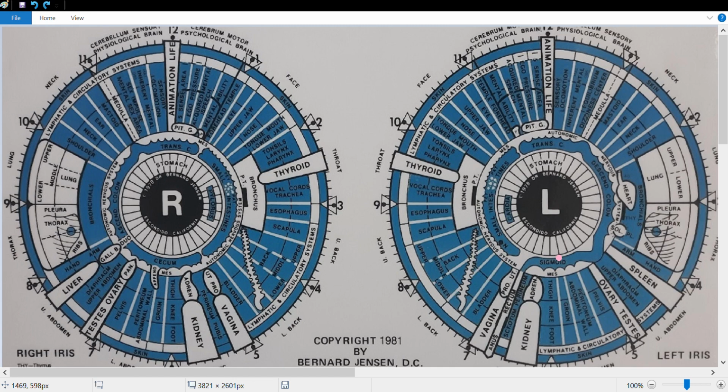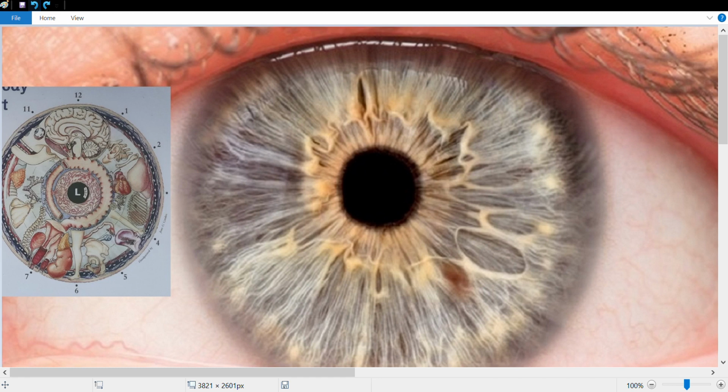Okay, so we're going to take a look at an actual iris. And we have this little mini chart here to give us just some small frame of reference as we go along and mark up this iris. So, like I said, first thing that I like to look at is the constitution itself.